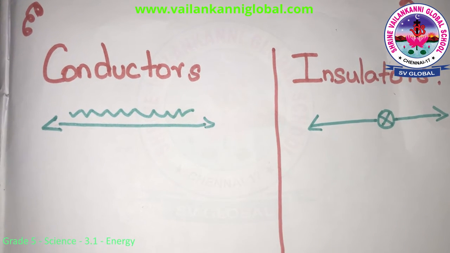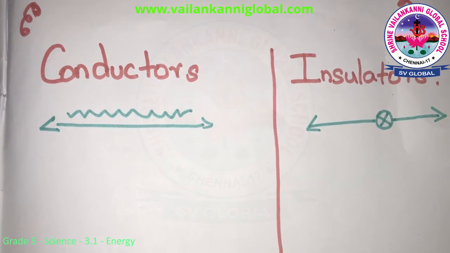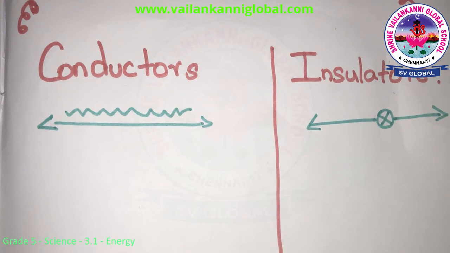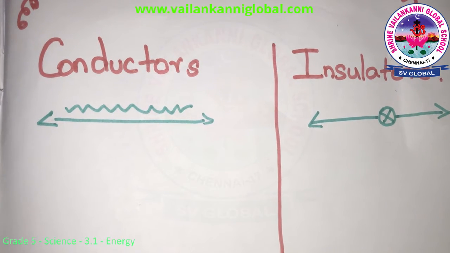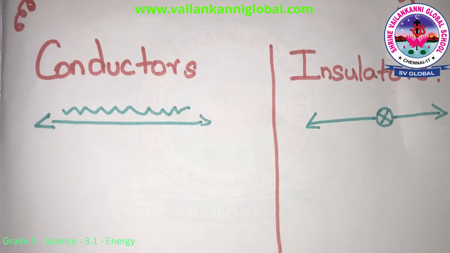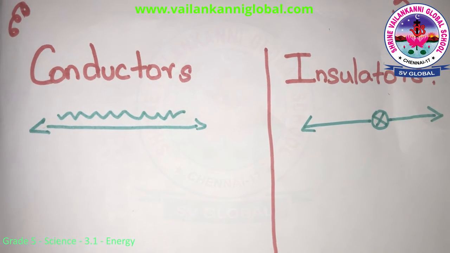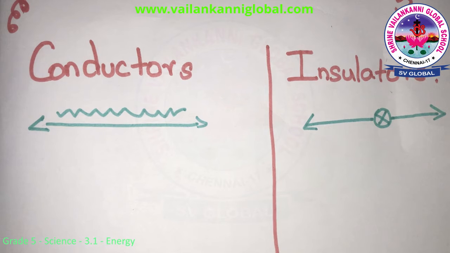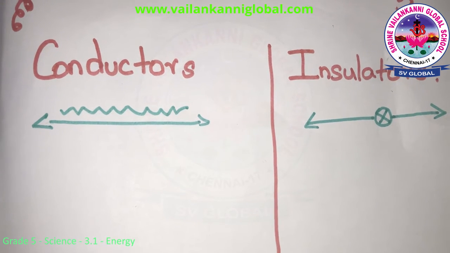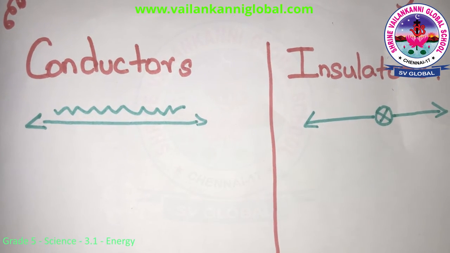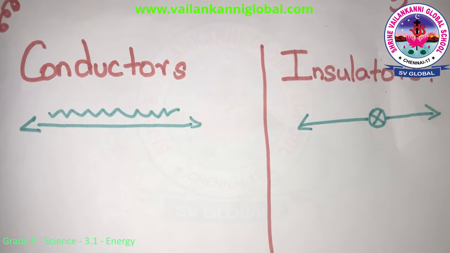Insulators and conductors have many useful functions. So now we are going to see about thermal conductors and thermal insulators. Materials that allow heat to pass through them easily are called thermal conductors. Metals such as aluminium, copper, steel, and iron are all good thermal conductors.